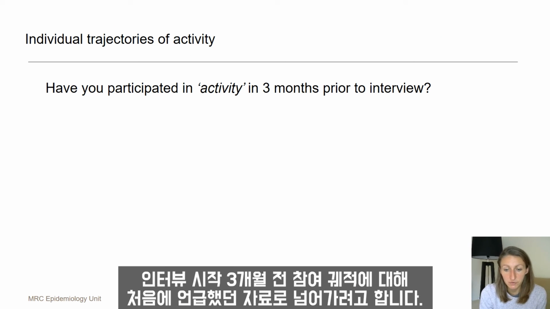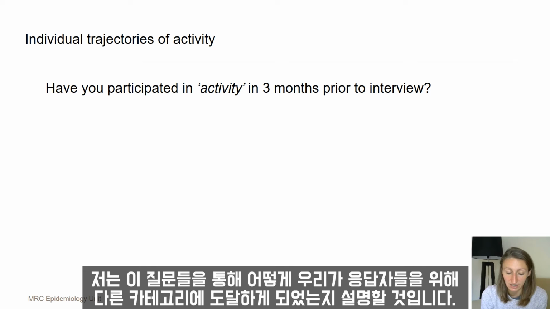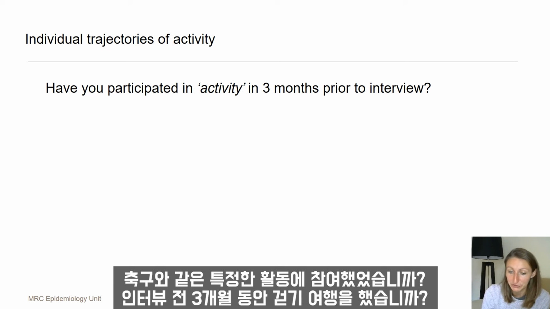I'm moving on now to some data I referred to right at the beginning about the trajectories of participation in the 3 months prior to interview. Respondents were asked these series of questions, which I'll go through and explain how we got to different categories for the respondents. So respondents were asked, have you participated in a specific activity, so for example, football or walking for travel, in the 3 months prior to interview?